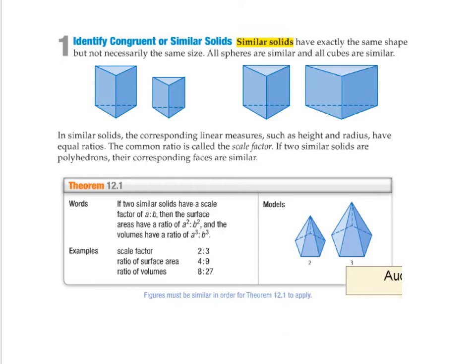If two solids are similar, their scale factor, their linear measurements, that ratio, in this case it would be 2 to 3. If I square that ratio, I get the ratio of their areas, and we know that from Chapter 11. Now the new stuff: if I cube the scale factor, 2 to 3 cubed is going to be 8 to 27. So let me show you how that works.